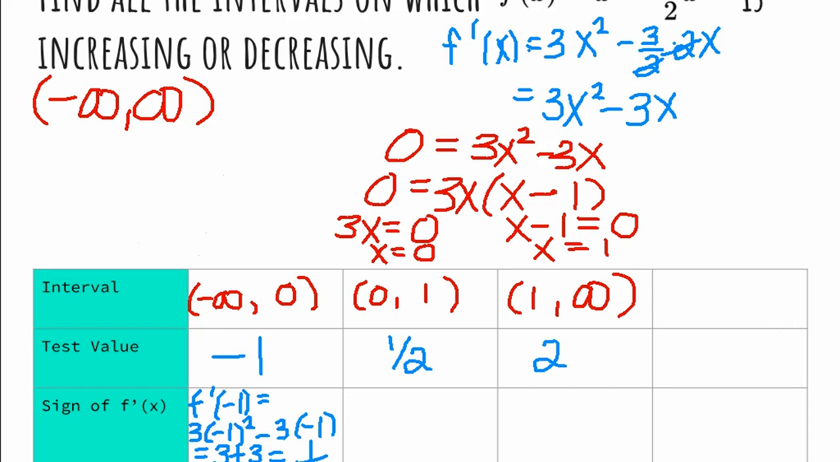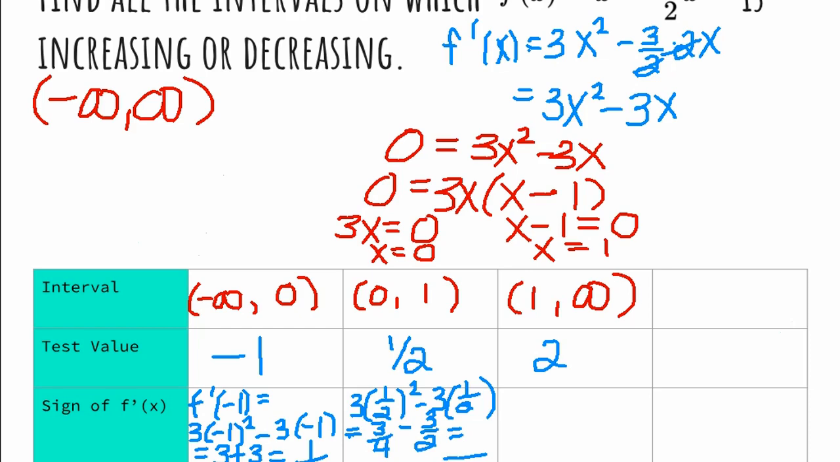Okay, now I do the same with 1/2. So I get 3 times 1/2 squared minus 3 times 1/2. 1/2 squared is 1/4, so I end up with 3/4 minus 3/2. So 3/2 is bigger than 3/4. Since that's bigger, this is a negative number. So now I could say it's decreasing here.